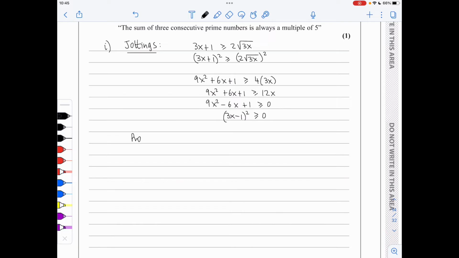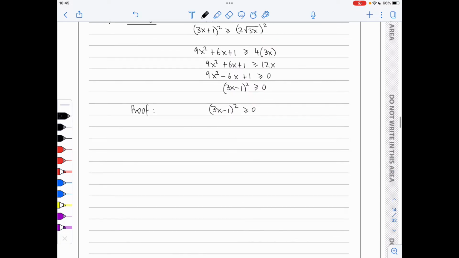So my proof would be that (3x minus 1) all squared is greater than or equal to 0. We know this is true because whenever we square something, it can't be negative. So I will expand. Essentially, I'm playing all the steps in reverse order now, which means that 9x squared plus 6x plus 1 is greater than or equal to 12x. So this is (3x plus 1) squared greater than or equal to 12x.